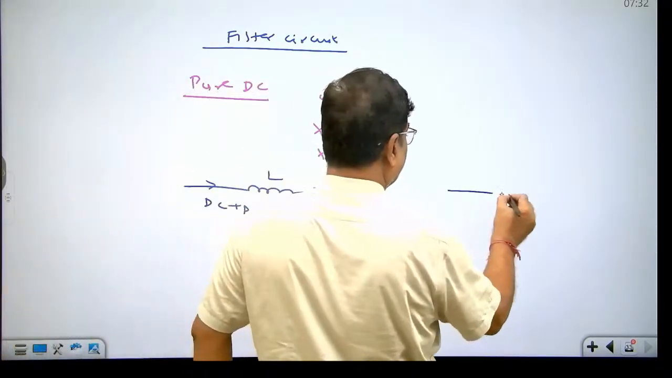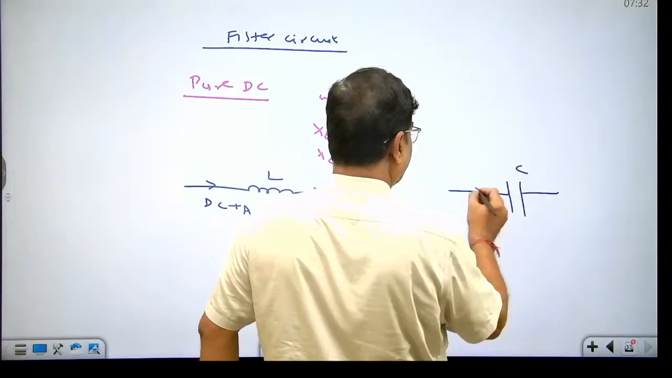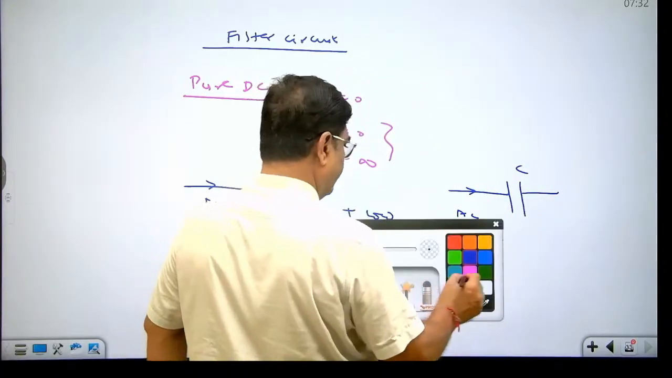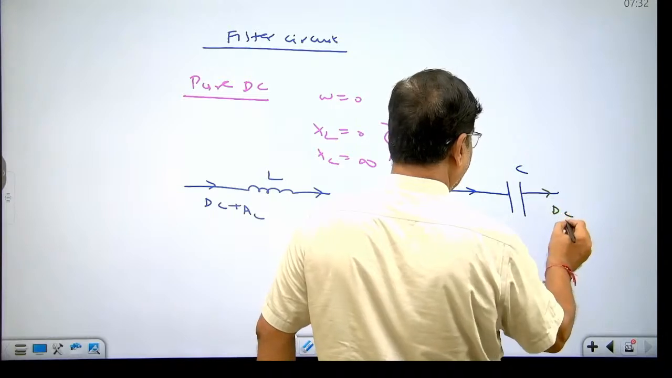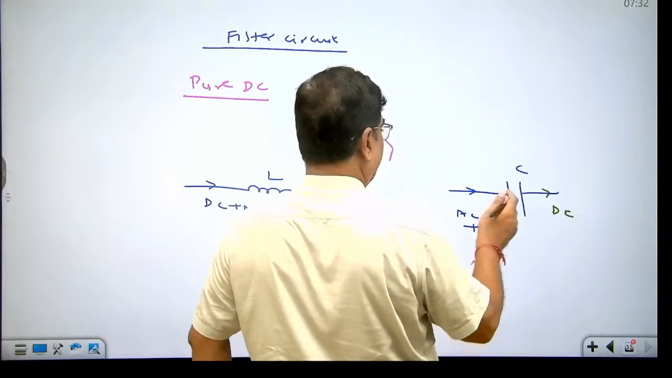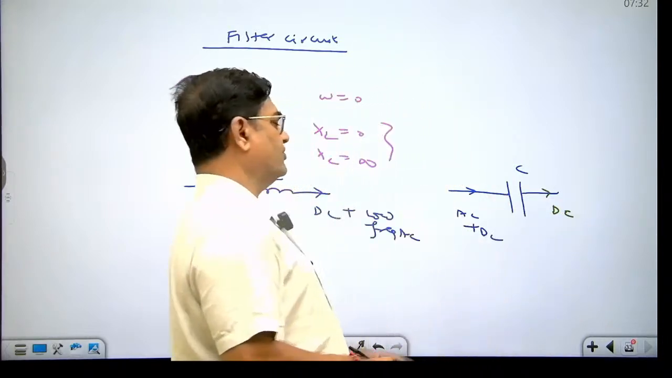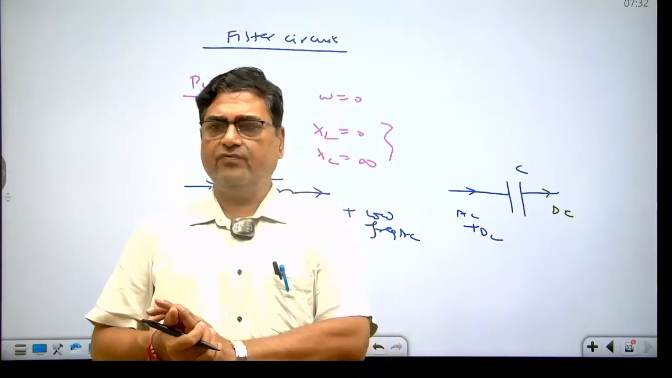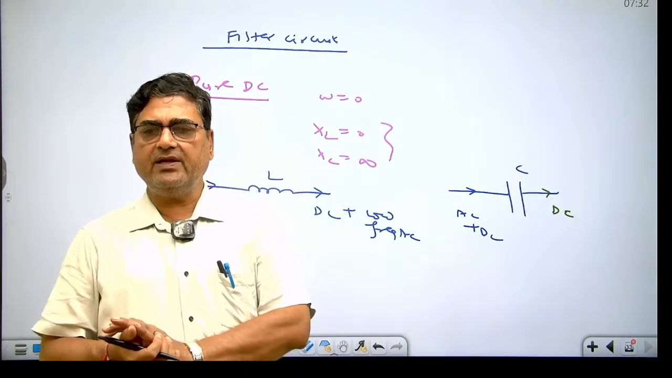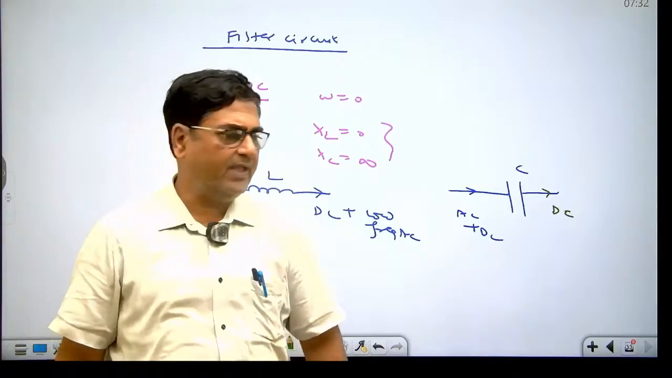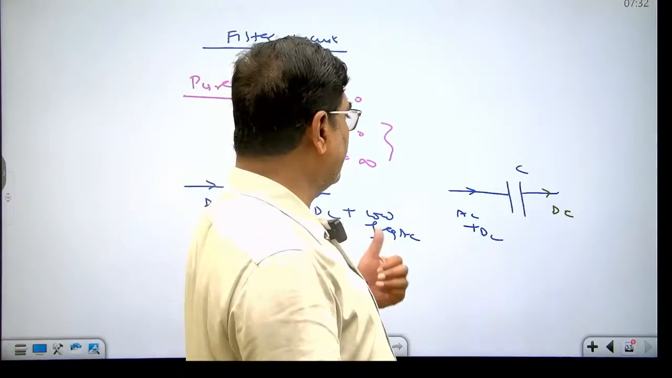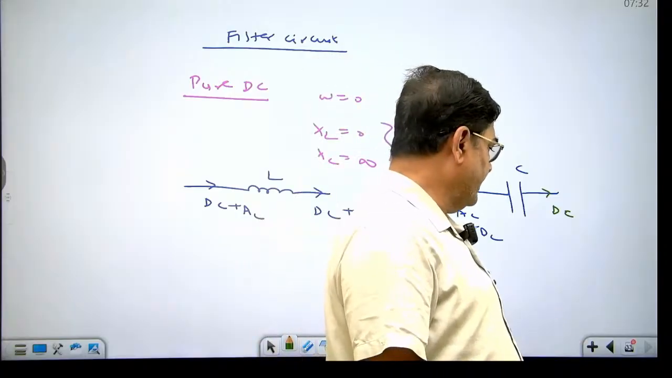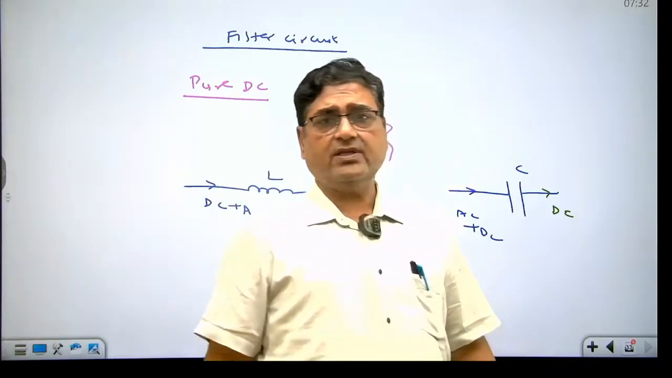If you apply a capacitor and pass an AC and DC mixture, what will happen? Only DC will pass, because for AC the resistance will be infinity, okay? So this is how we can separate DC and AC through a filter circuit. Now dear student, this was all about the diode classification, and now we will see about the transistor.